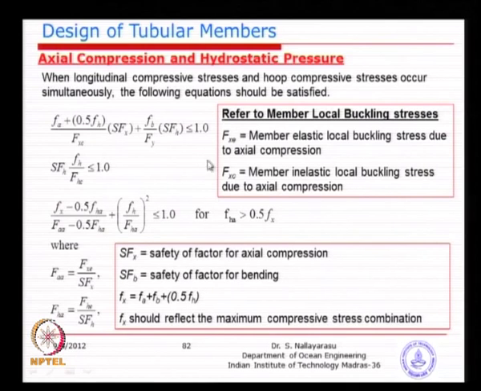Now, this Fxc and Fxc, this is what I was mentioning, this is coming from the previous check for the member, not just the local hoop buckling stress. So, you should substitute the right terms, otherwise you will get into big problems.